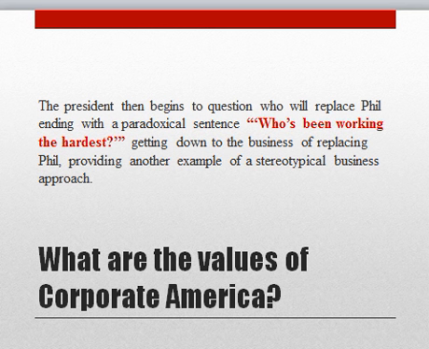After reading this line from the president of the company who comes to the funeral, the president then begins to question who will replace Phil after he's died and after the funeral, with a paradoxical sentence: who's been working the hardest, getting down to the business of replacing Phil, providing another example of a stereotypical business approach. So there he is, wanting to replace another cog in the wheel of corporate America.